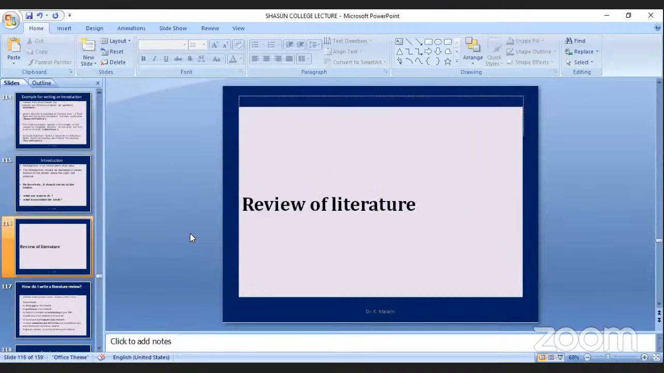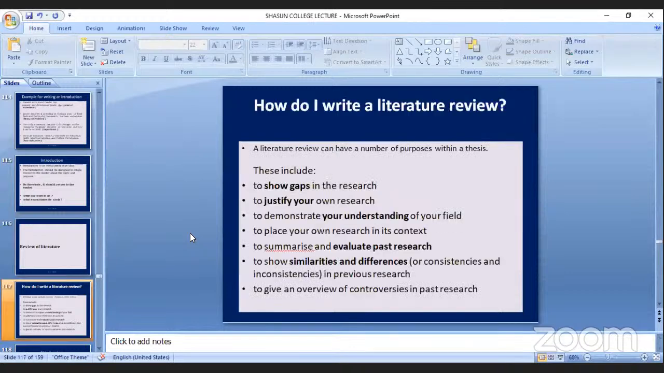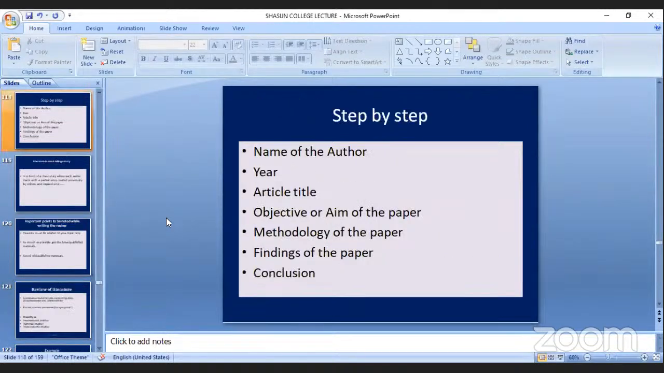Next, coming to review of literature, which is very, very important. As I told you earlier, you have to justify your research. You take the studies done by earlier research, evaluate them, and then show the gap in the research. What has not been done by the past, you are going to do. So all this should be there when you write your literature.